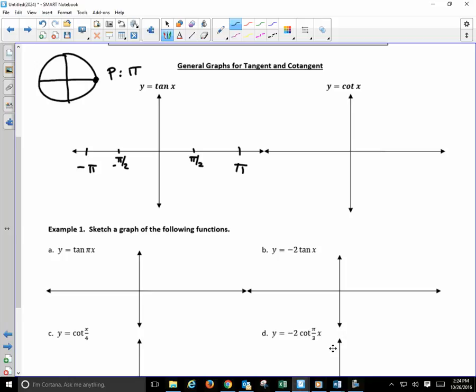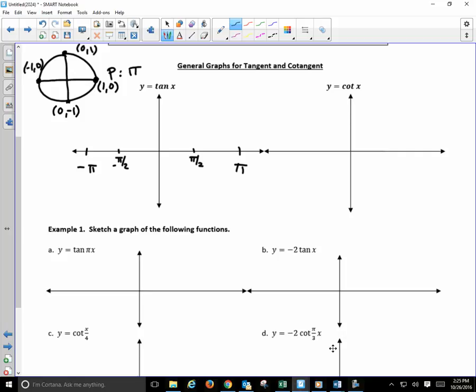What is that coordinate in the unit circle? Has an x value and a y value. 1, 0. How about this one? 0, 1. This one? -1, 0. And this one? 0, -1. So if I'm at 0, tangent is y divided by x.